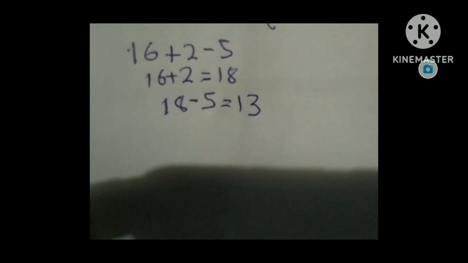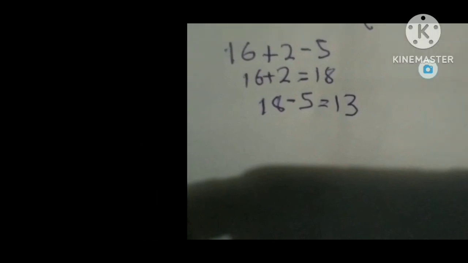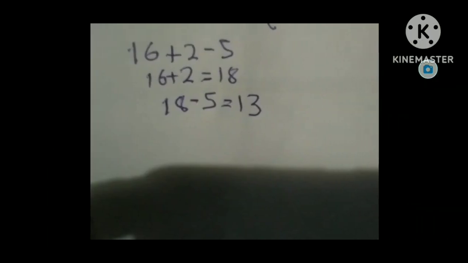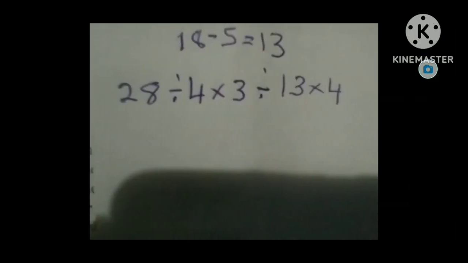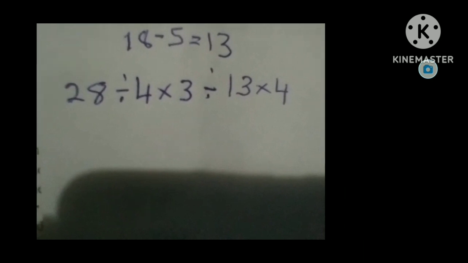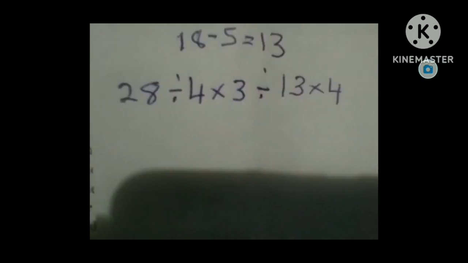Of course, you are using BODMAS to solve what is in that bracket. You have to start with the addition before the subtraction. So the answer is 13. You rephrase this part of the question, but now instead of putting that bracket, you put the solution, which is 13 where there was that bracket. So 28 divided by 4 times 3 divided by 13, because 13 occupies that part that has the bracket, and then you multiply by 4.